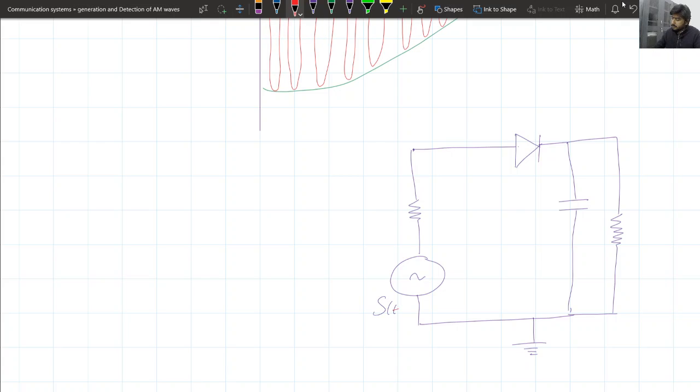Let's say this is the incoming modulated wave at the receiver end. Let's say this resistance is Rs. This is the ideal diode. This is the capacitance C. This is Rs. Say this is the load resistance.